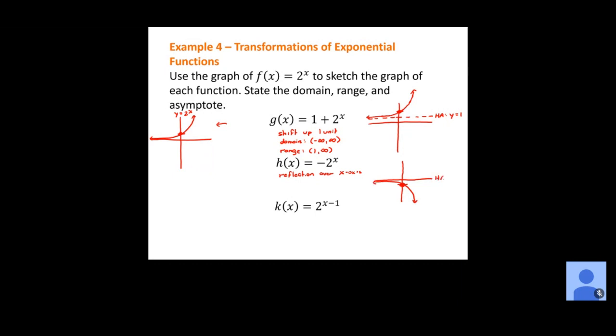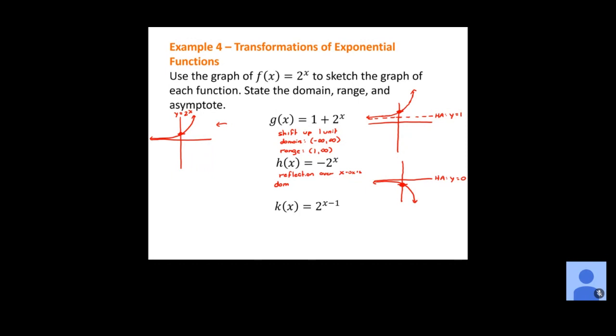Okay, so again, we still have that horizontal asymptote at y equals 0. And now our y-intercept becomes -1 instead of +1 because we reflected that j over the x-axis now. Any questions about the graph? All right. Domain and range.